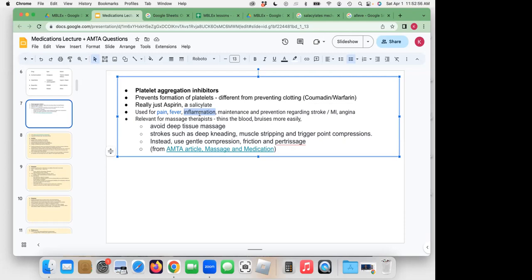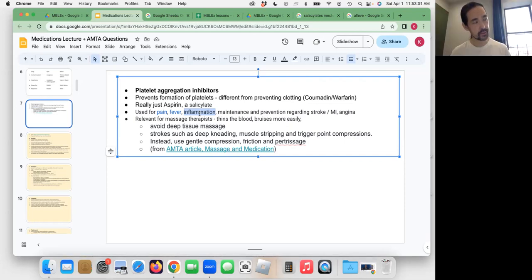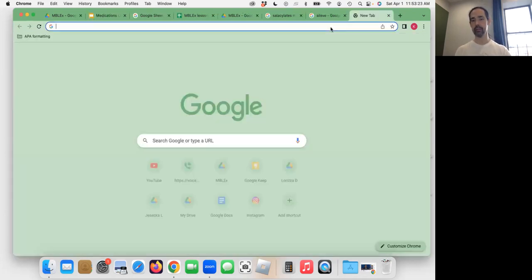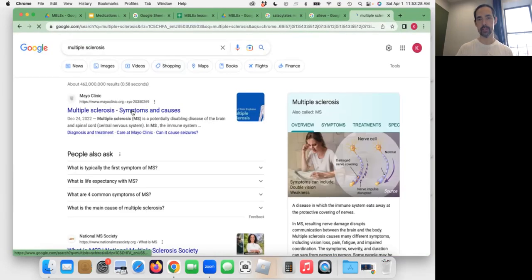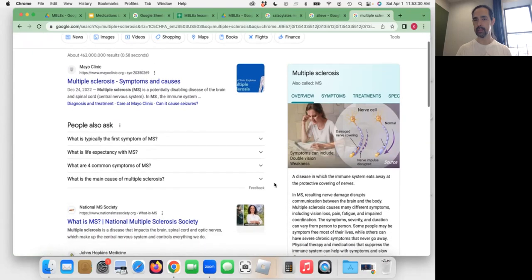Lupus. What about MS? Multiple sclerosis? Yeah, would that be one? I don't know if multiple sclerosis would call for some kind of inflammation mediating drug. But the common ones that you see on the MBLEx are rheumatoid arthritis as an inflammatory disease and lupus. But let me look up, because you will see multiple sclerosis on the exam. So let's look up a little bit about MS.